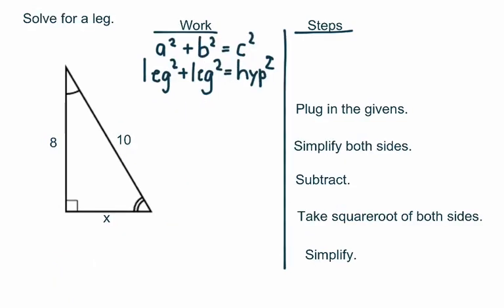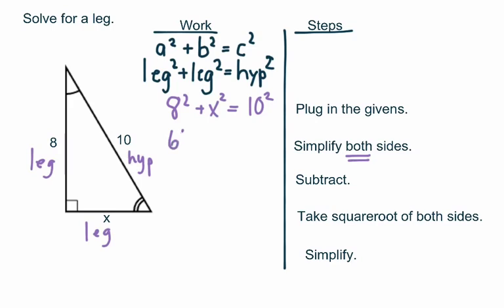Alright, let's do another one real quick. We're going to solve for the leg on this one. Again, I'm going to start off by labeling the triangle. You won't have to do this in the future, but for now we're going to label it. Plug in the givens. So we have 8 squared plus x squared is equal to 10 squared. Now this says simplify both sides this time. So we have 64 plus x squared is equal to 100.